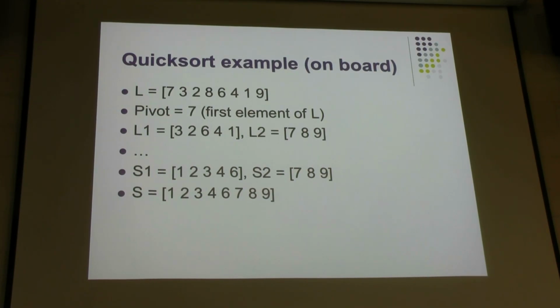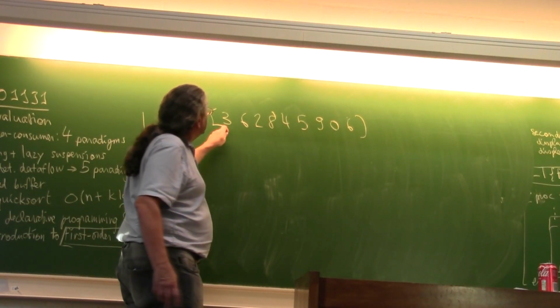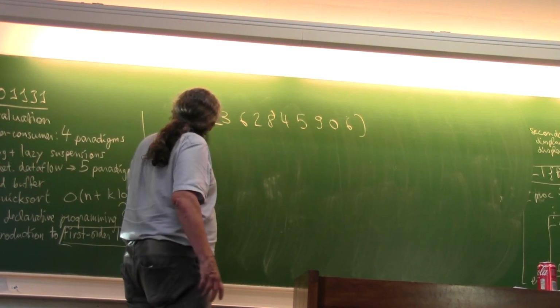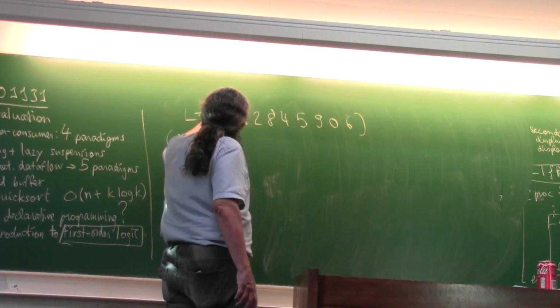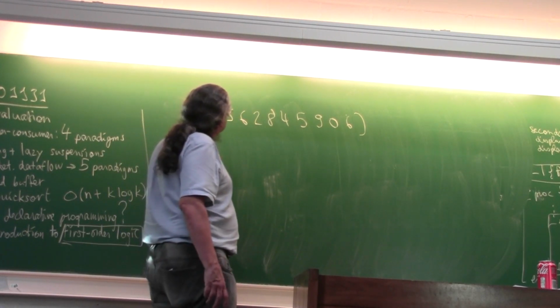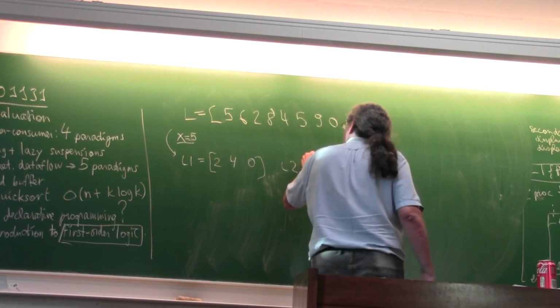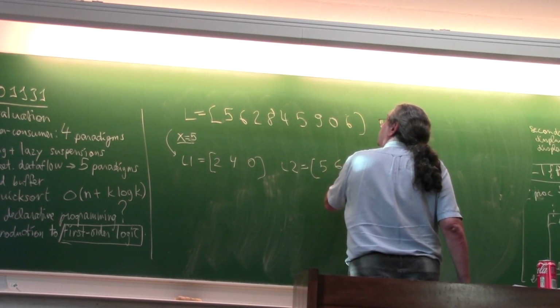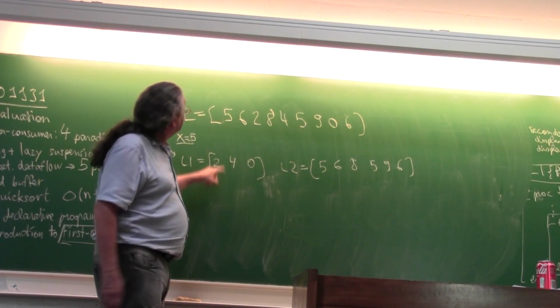Okay, so we take some list. I take the pivot. The pivot can be any element, but let me take the first element of the list. So that's the pivot. Then I have L1, which is all the elements less than 5, which would be 2, 4, 0. And L2 is all the elements greater than or equal to 5: 6, 8, 5, 9, 6.